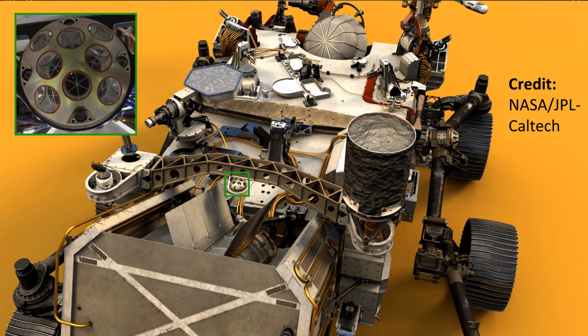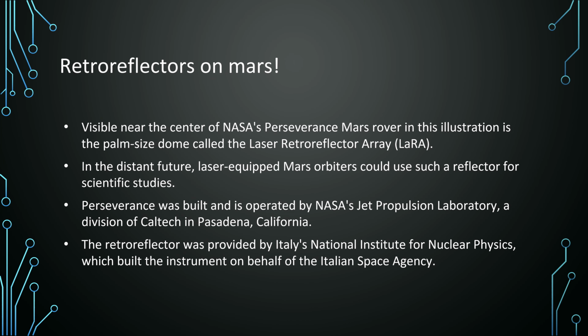Here you can see the Perseverance rover with its retroreflector. Retroreflectors on Mars are visible near the center of NASA's Perseverance Mars rover. This illustration shows the palm-sized tube called the Laser Retroreflector Array (LARA). In the distant future, laser-equipped Mars orbiters could use such a reflector for scientific studies.